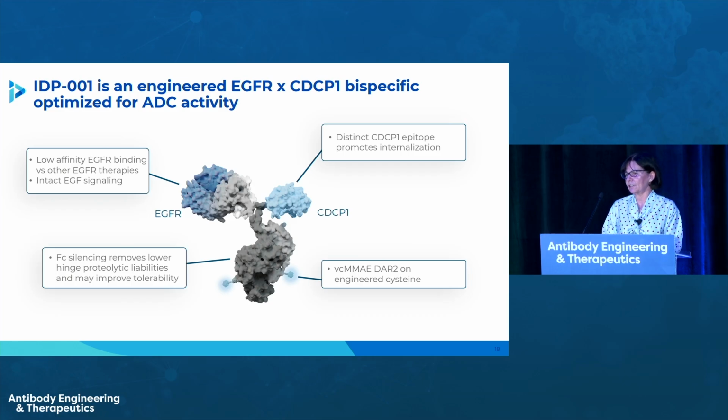The CDCP1 binder that we selected is a very potent internalizer. It also has high affinity. We have silenced the Fc not only to minimize hinge proteolysis, but also to potentially minimize engagement with Fc receptors in tissues such as the lung and the liver, which has Kupffer cells that may contribute to reduced tolerability of the molecule. And we've engineered this as an MMAE with a very low DAR. It's a DAR 2 on engineered cysteines, and we've made this as a topo inhibitor as well, but I won't be speaking about that molecule today.